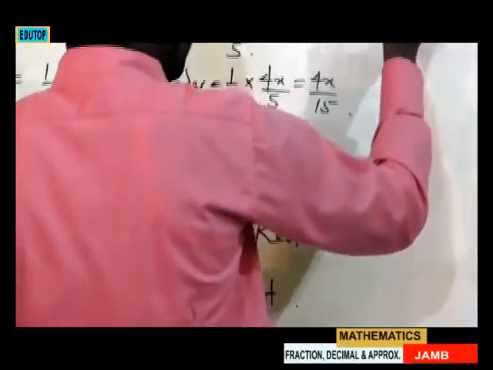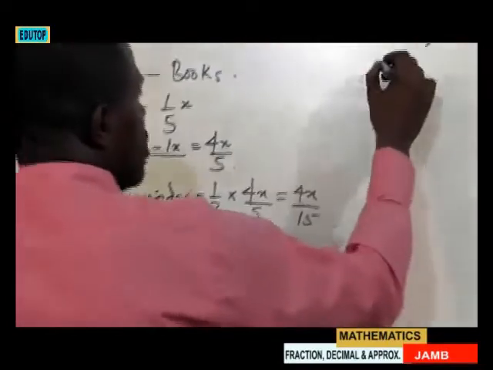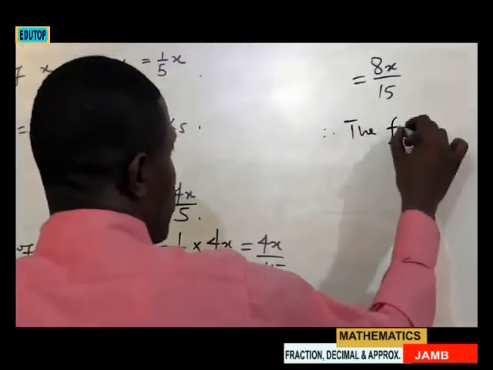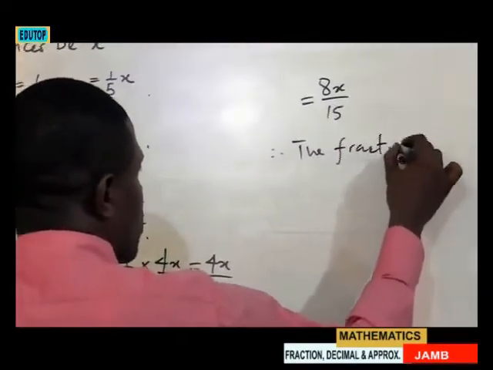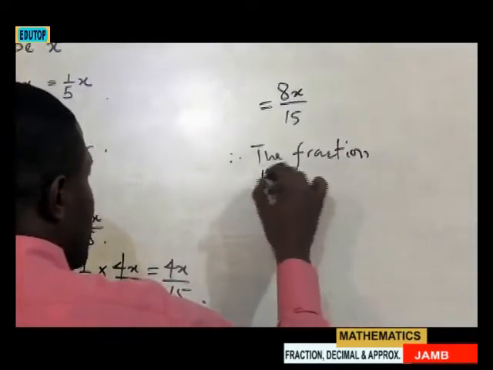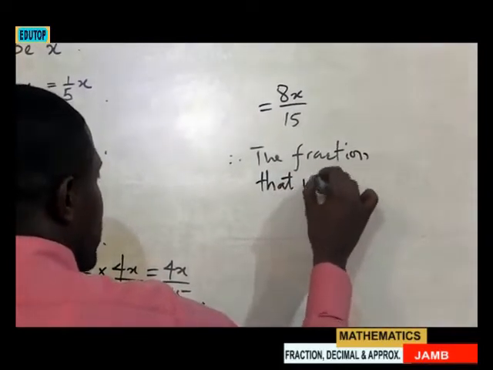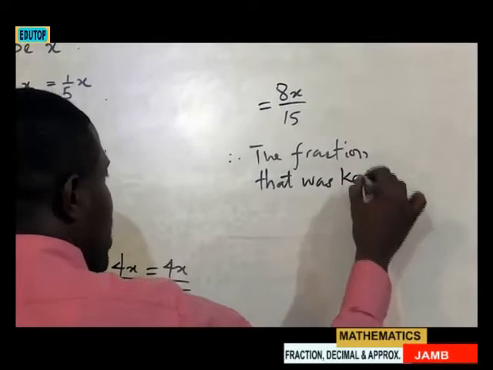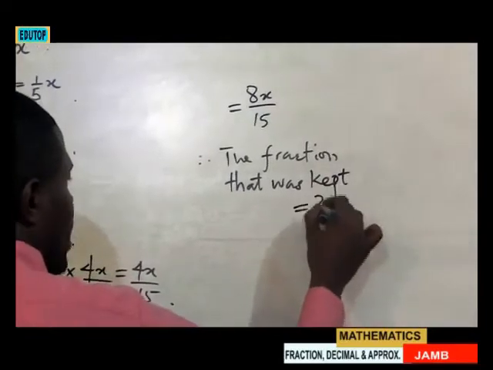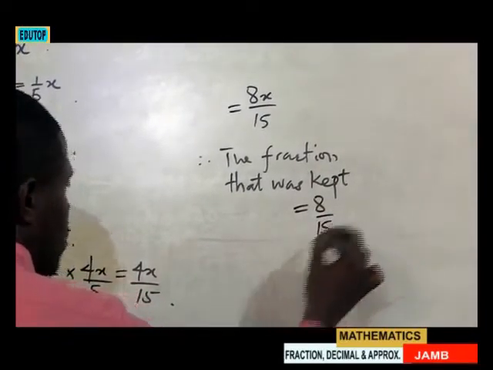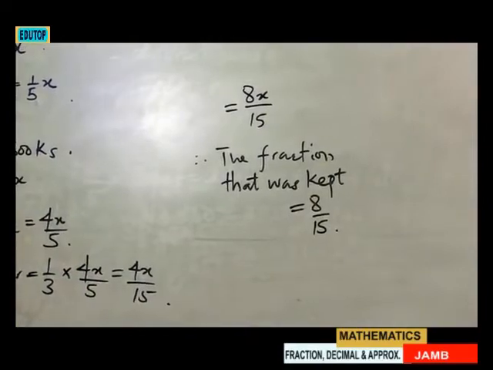And so therefore, the fraction that was kept would definitely be 8 over 15. So that is the answer.